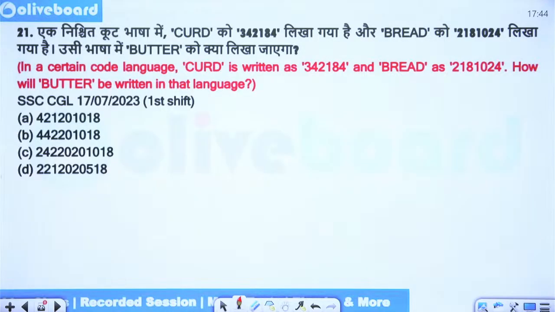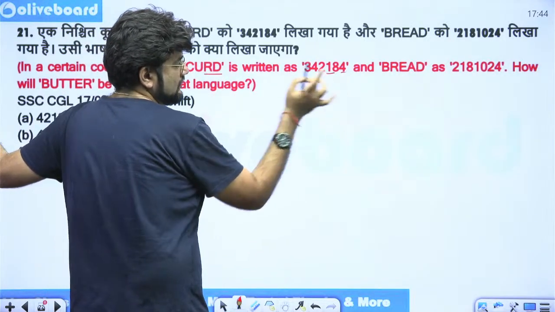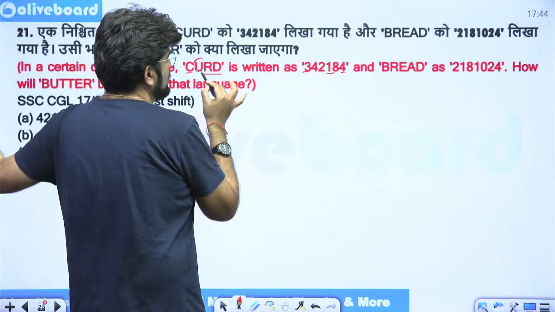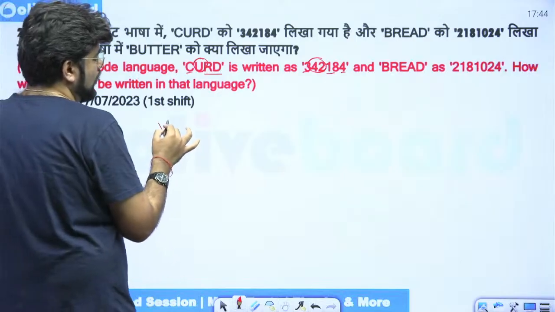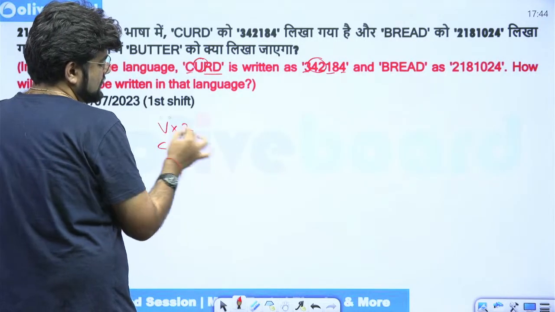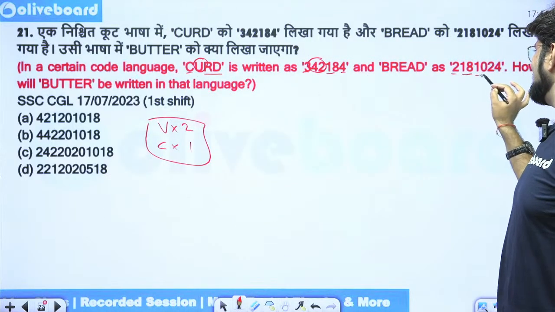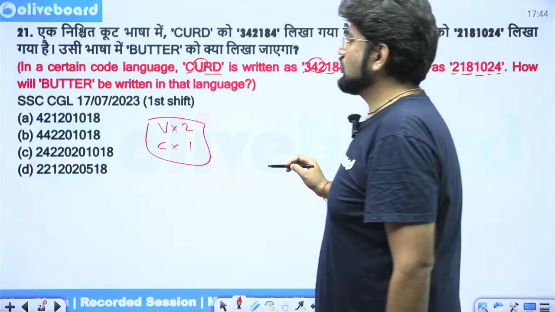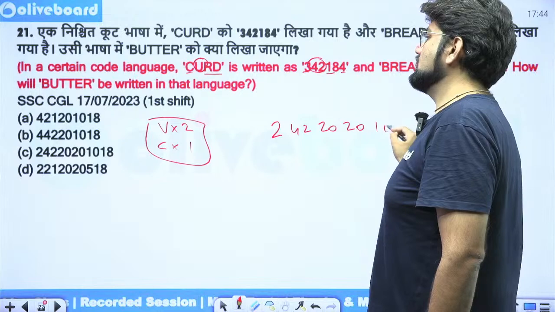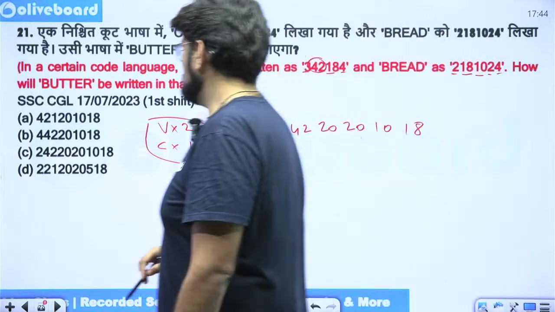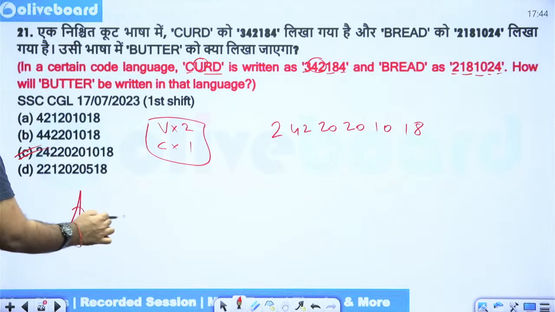Now, curd is written as this. So you will see that the last two are R and D. So this R and D. Okay, C is also here. For you, it is 42. 42 is simple, double of 21. So can we conclude that vowels are being multiplied by 2 and consonants are as they are? Okay, the same thing is happening here. B, R, E, A, D. So what is the code for butter? So it is B2, 4220201018. Obviously, you didn't have to find the whole.